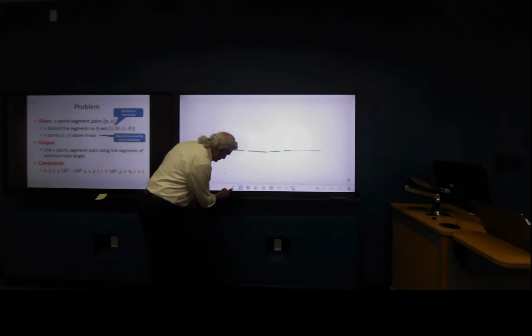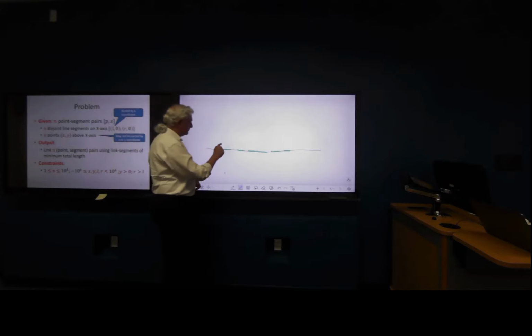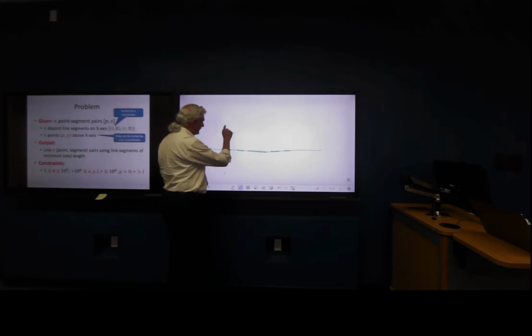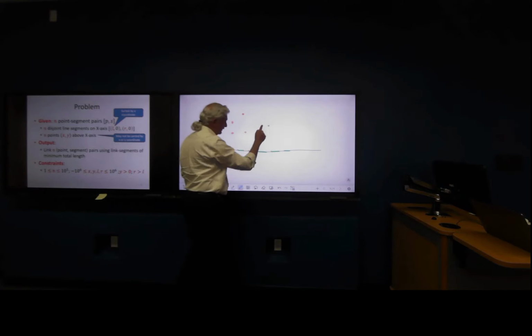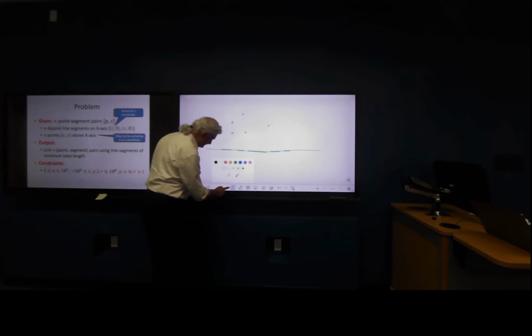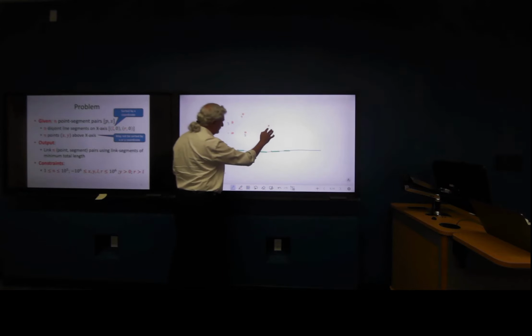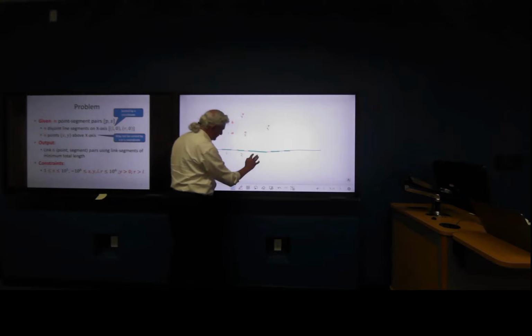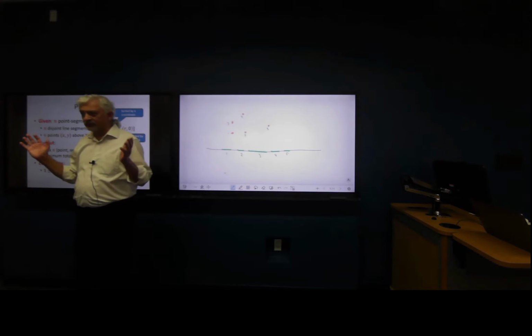You're also given a set of points that are above the x-axis. So maybe the first one is here, the second one is there, third one is there, fourth one is there, and the fifth one is there. All right, so let me number them. Let's say I call this 1, 2, 3, 4, and 5. And let's call this 1, 2, 3, 4, and 5. This is what's given to you.